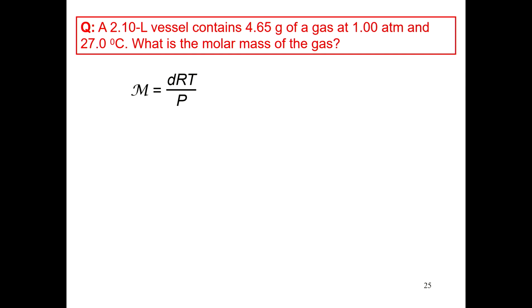So here's the question. A 2.1 liter vessel contains 4.65 grams of gas at one atm at 27 degrees. So what's the molar mass of the gas? In this question, we know the volume. We also know the mass, pressure, and the temperature. We should use these conditions to calculate the molar mass.